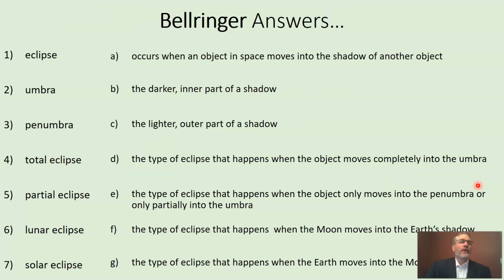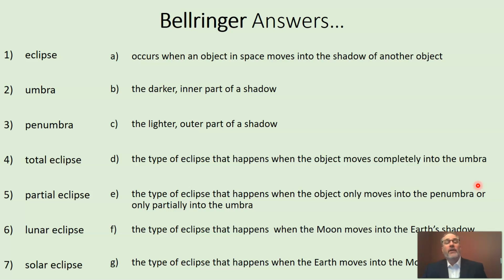Let's take a look at our bell ringer answers. So, an eclipse. An eclipse occurs when an object in space moves into the shadow of another object. Remember, eclipses are all about shadows. For 2 and 3, that's our umbra and our penumbra. Remember, the umbra was the darker inner part of a shadow.